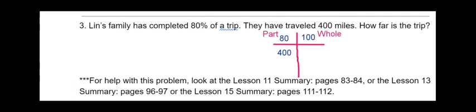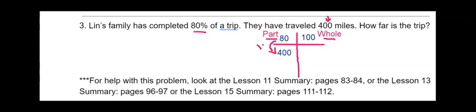Right, so we set up this ratio table. 80%, okay, would be written as 80 out of 100, right? So that 80 is the part of the whole amount and 100% is the whole amount. We know that 400 miles is not the whole trip. So with that being the case, the 400 is going to go in the part column. So then we have to basically see 80 times what? Or can we scale up 80 to get the 400?